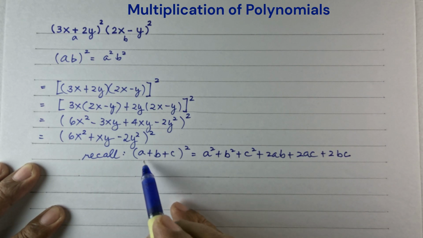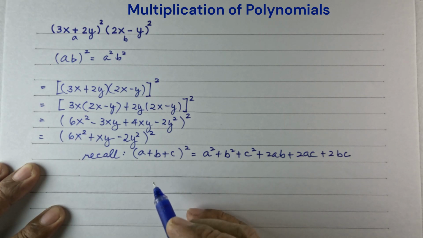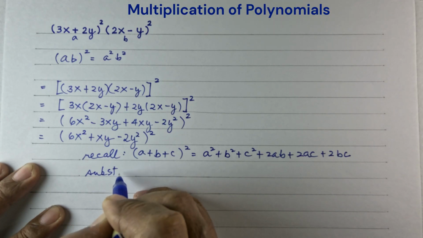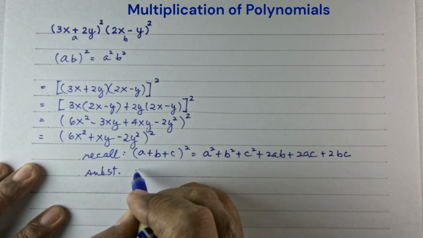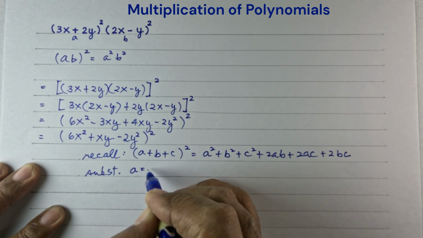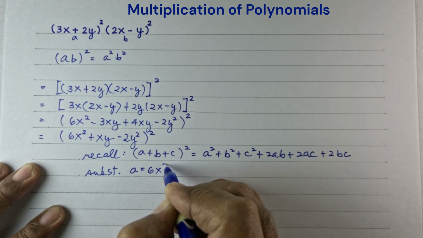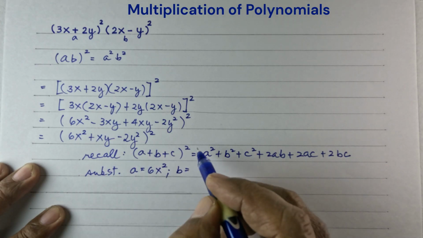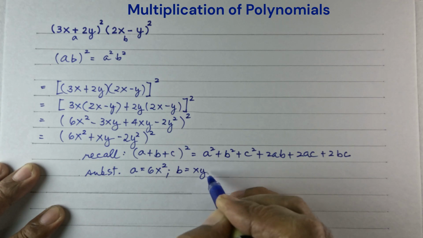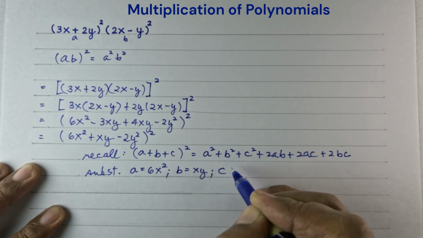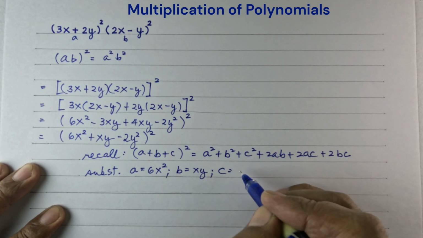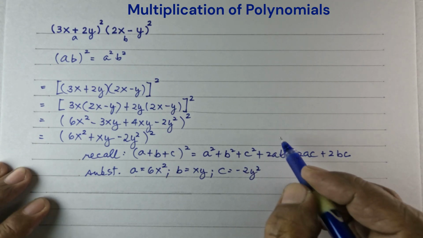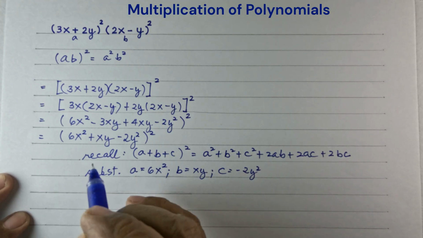where A is 6x squared. So we'll substitute A equals 6x squared, B equals xy, and C equals minus 2y squared. So let us substitute.